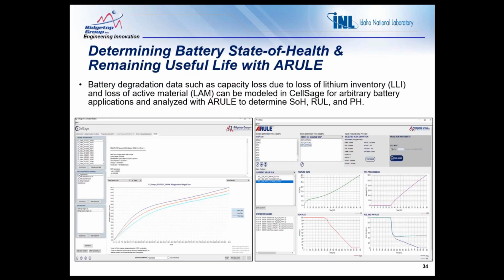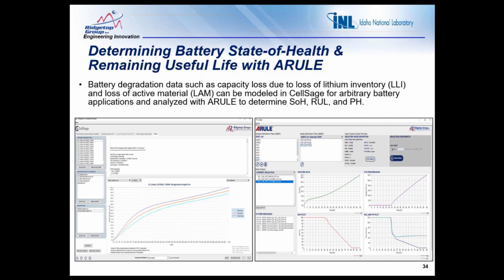And here we'll see a brief example of how the tools can actually work together. And next month we'll go into a little bit more detail on that. But on the left we have some data outputs for a best case, average case, and worst case scenario for the fraction of capacity loss outputs from CellSage, and how we can process that with our adaptive remaining useful life estimator, ARULE. And ARULE enables extended Kalman-like filtering on curvilinear data, which is correlated to a failure mode, and then we can process that data to determine state of health, remaining useful life, and prognostic horizon according to an underlying PHM framework that we developed here at Ridgetop.